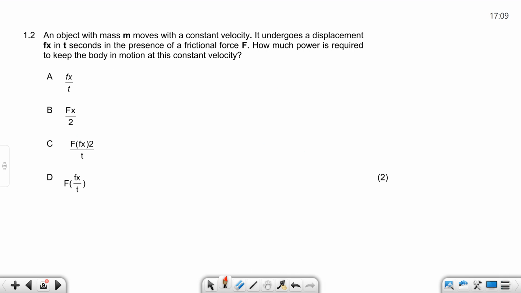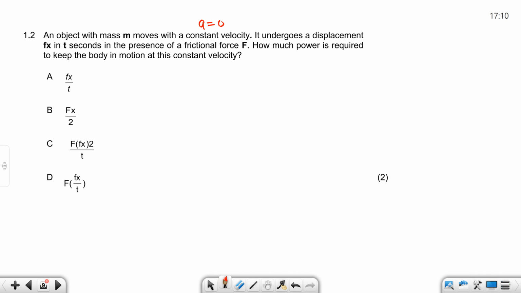All right, look at number 2 quickly. I'll give you 2 minutes. All right, an object with mass m moves with constant velocity. Please, this is physics. I'd like us to read and interpret. Once they say constant velocity, acceleration is equal to what? 0. It undergoes a displacement Δx over t seconds in the presence of what? Frictional force F.